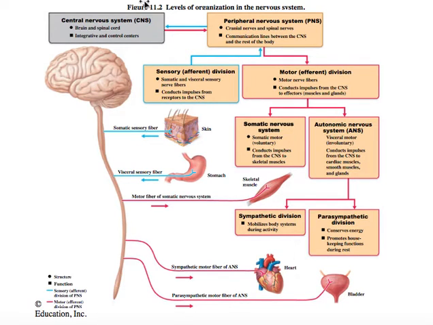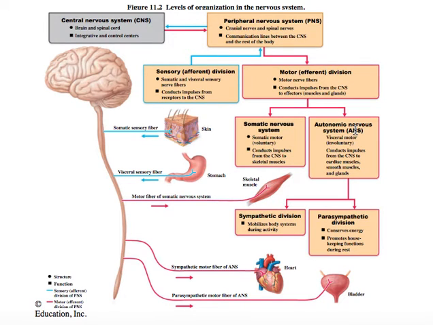Okay, so carrying on then, if we look at our peripheral nervous system, it has a number of different branches. First of all, we have the sensory or afferent division, and then we have the motor or efferent division. The motor division is further divided into the somatic nervous system and the autonomic nervous system. The somatic nervous system would be in control of skeletal muscles, allowing for voluntary movements, whereas the autonomic nervous system would be involved in involuntary movements.